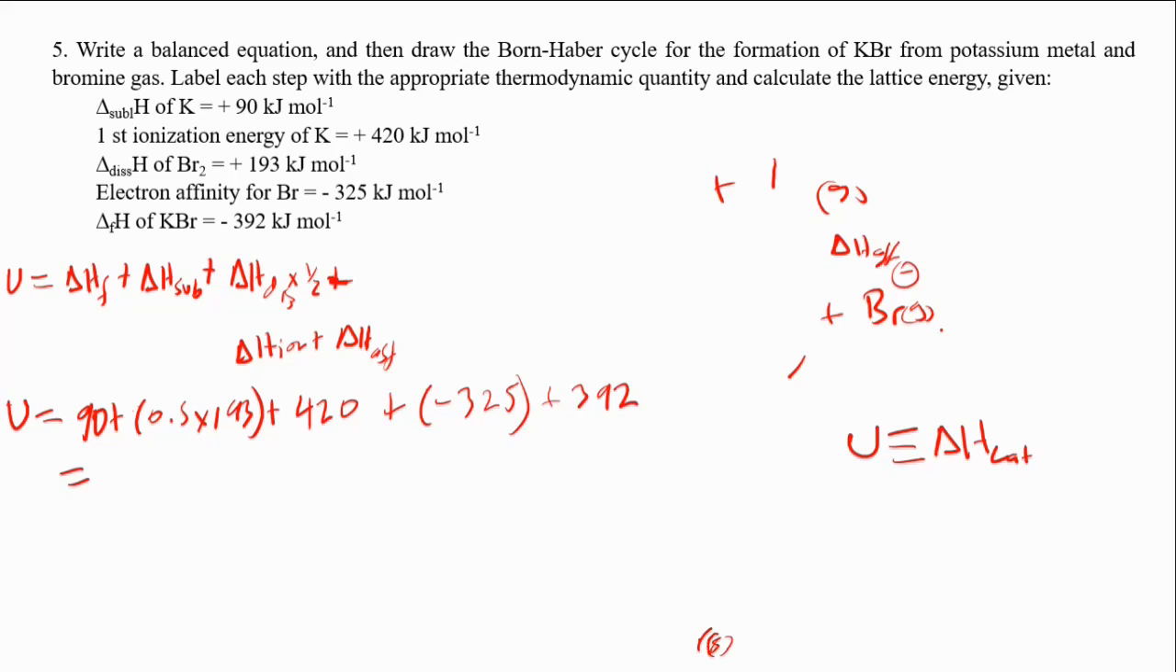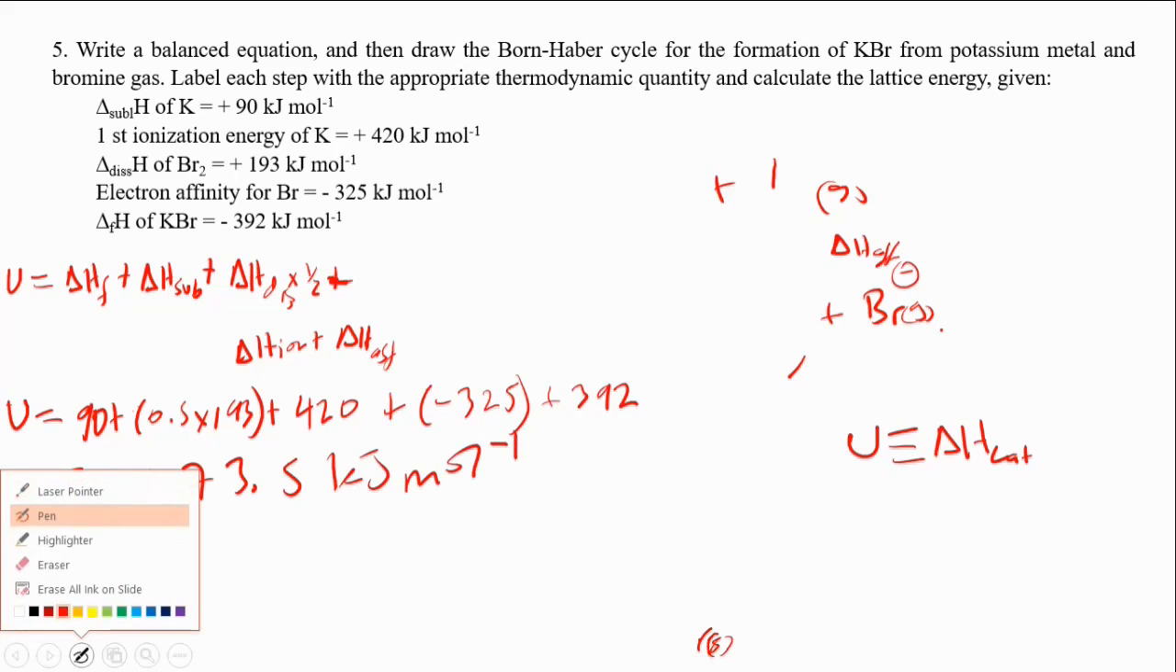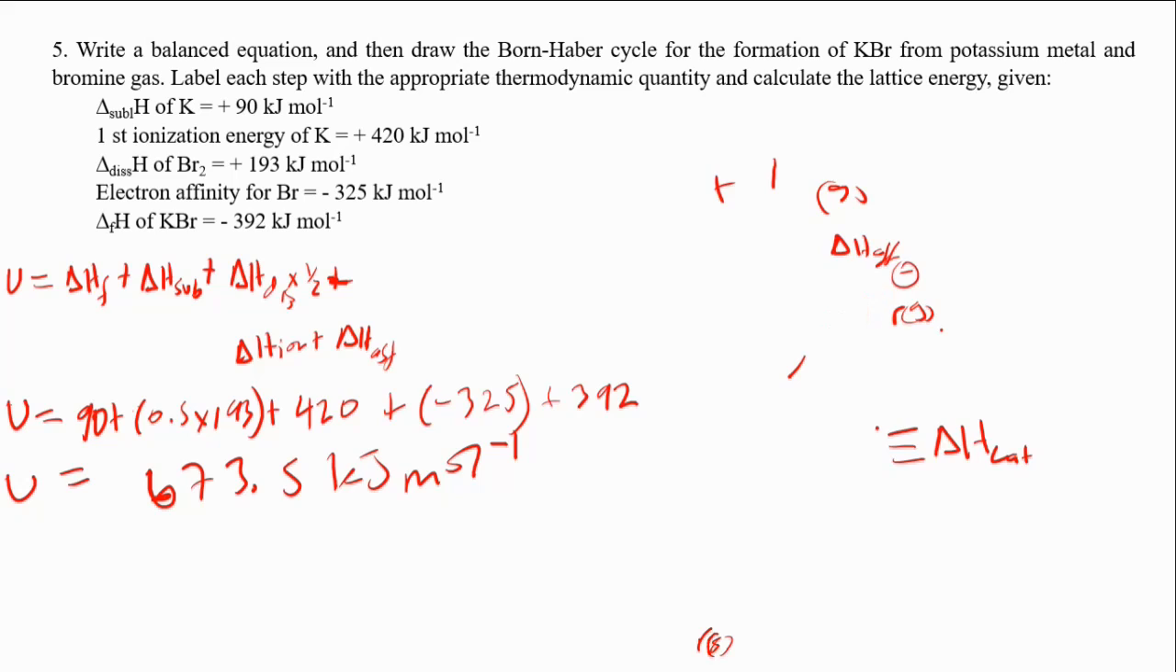$392, and I'm telling you that you should come down to something like this: 600,673.5 kilojoules per mole. That's what you should come down to. Okay? So you should work down to that one there.